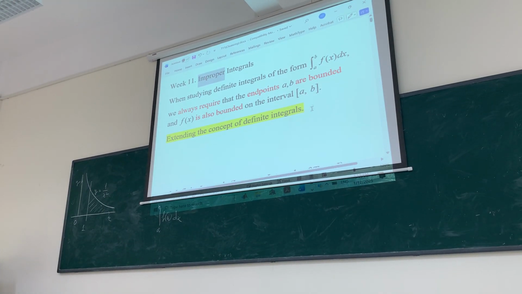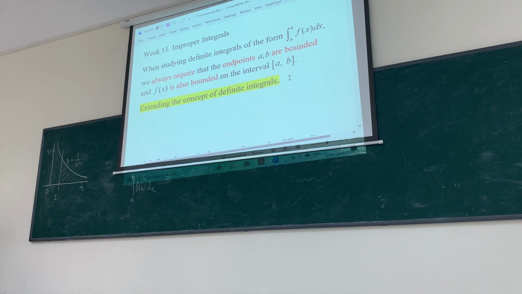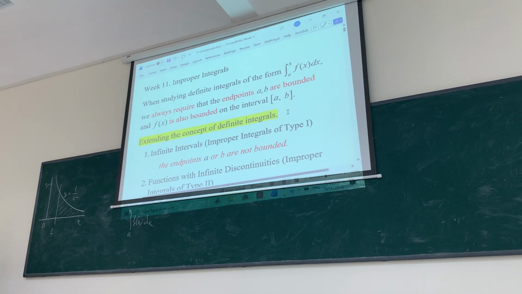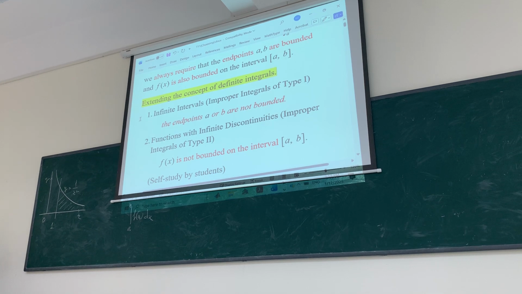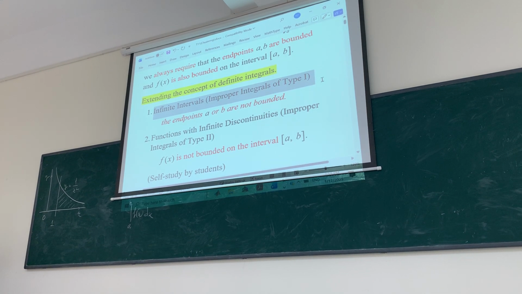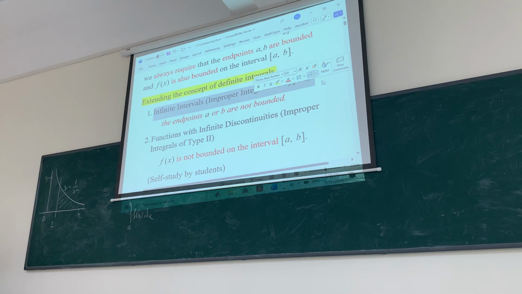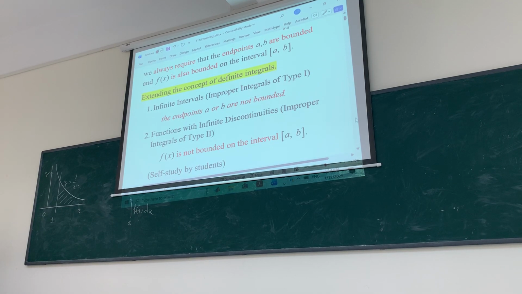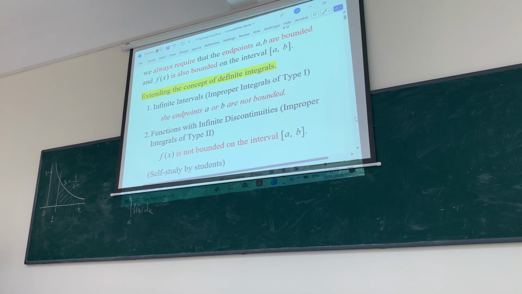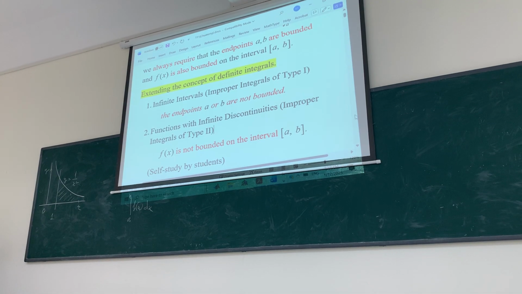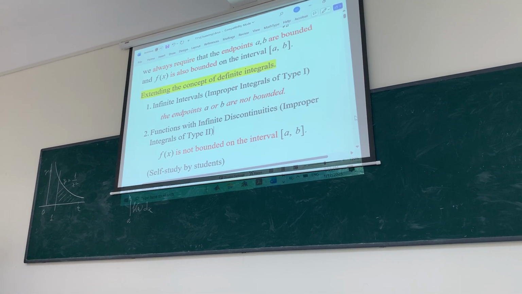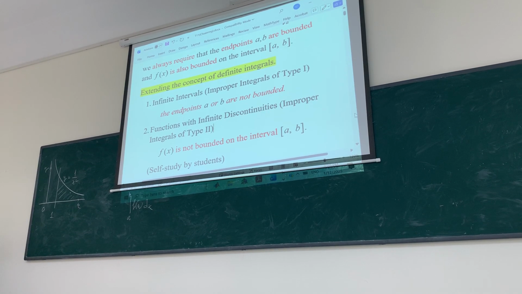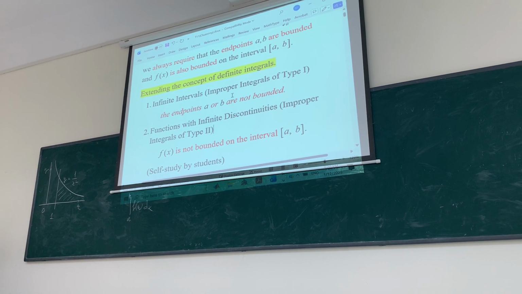Okay, now we have two ways to extend the definite integral. The first way: we allow the endpoint a or b to be not bounded. When we extend so that a or b is not bounded, we have the improper integral of type 1.